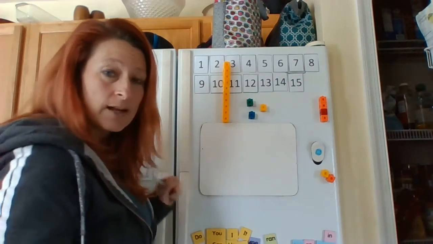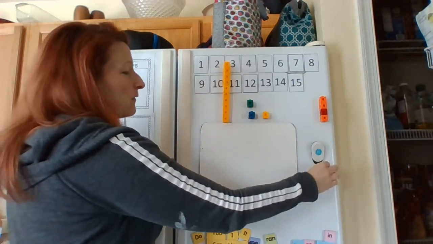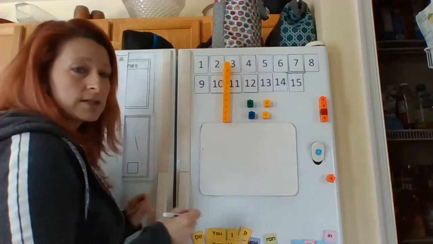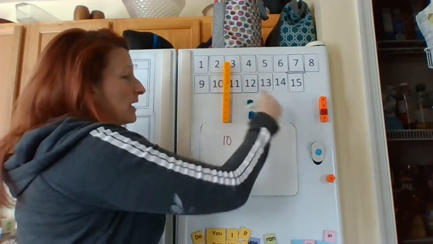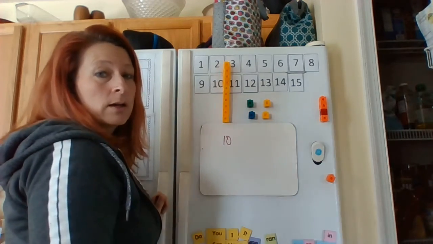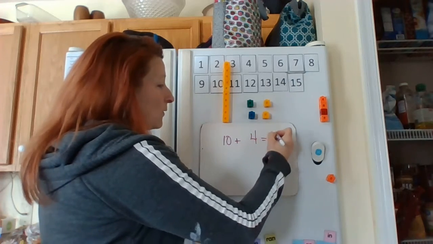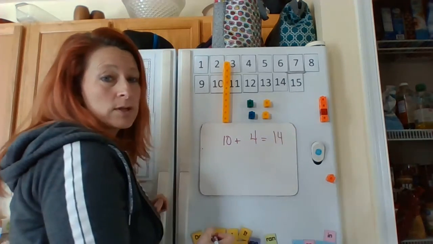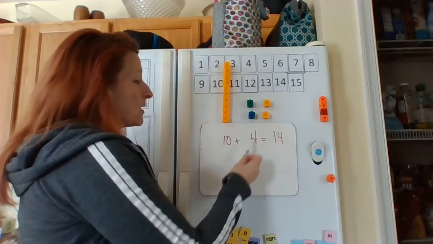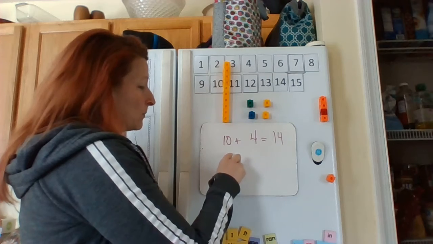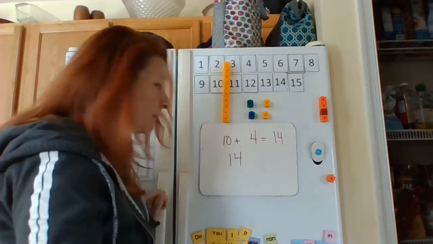Now, the next number is 14. So we already have 3. If we put a 4, that's 14. We have one group of tens, so that's 10. And we have 4 ones. So we're going to add 4, and that is 1, 4, that is 14. So 10 plus 4 more equals 14. To make it, it's one group of tens, 4 ones, 14.